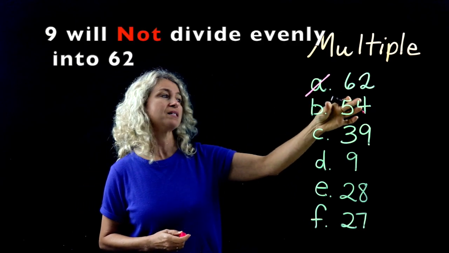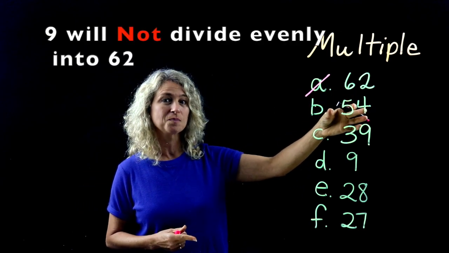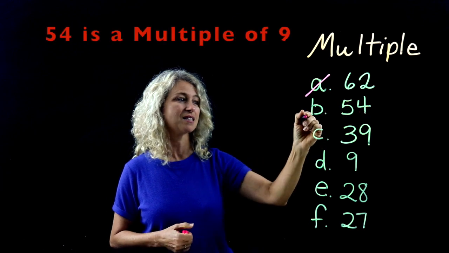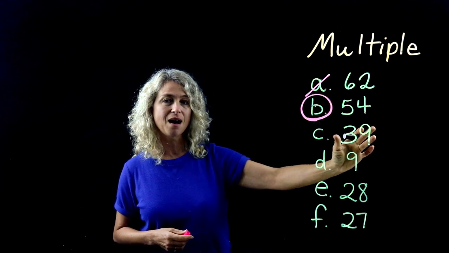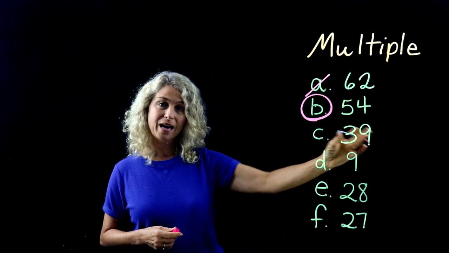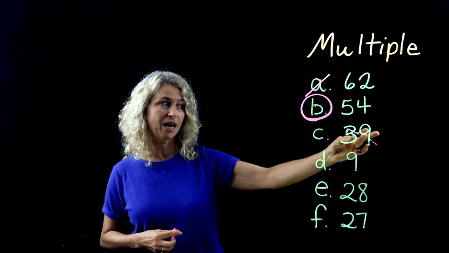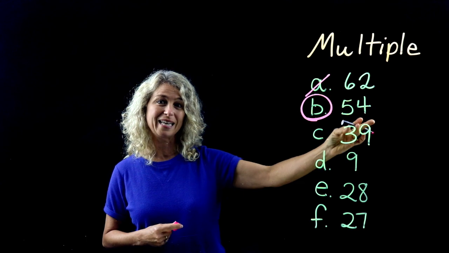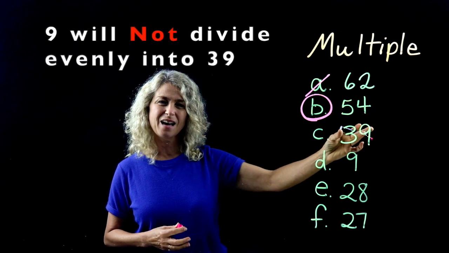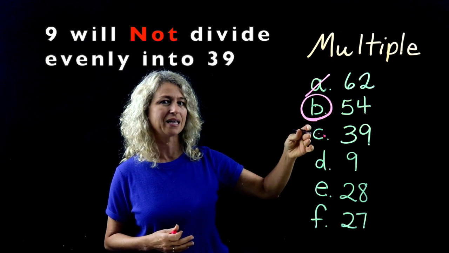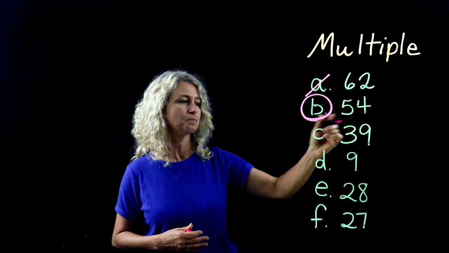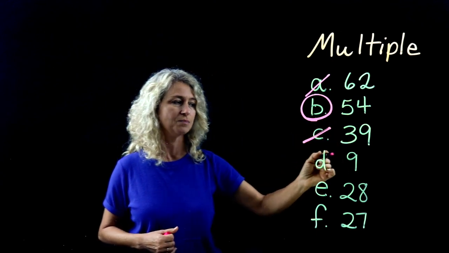Is there something times 9 that equals 54? 9 times 6. So here's one that we would select. 39. Although this has a 9 in the actual answer here, 30 with a 9, it's not a multiple of 9. There's no way to multiply 9 to get to 39. So this is not correct.